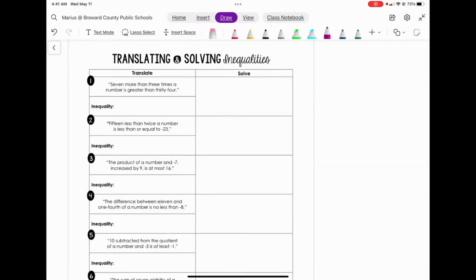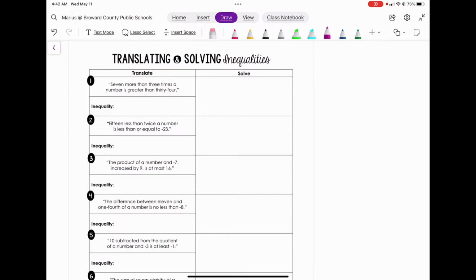They asked me to do a little video on multi-step inequalities and solving those word problems. So we're just gonna go ahead and jump right in and get to it. So let's talk about this. Translating basically means taking what's in English and writing it into mathematics, okay? And then we're also going to solve that.